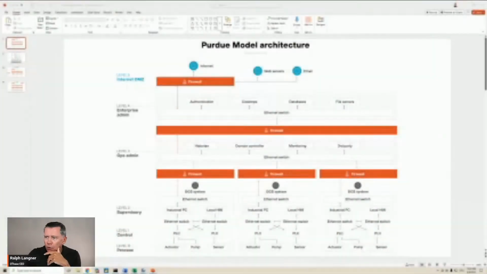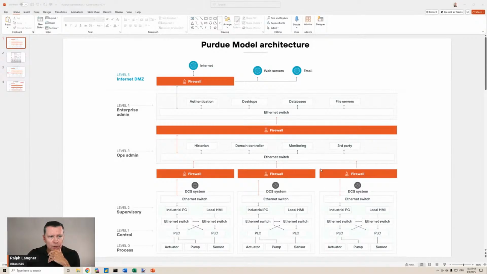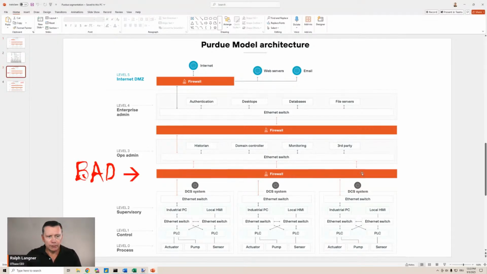And maybe just because it's so difficult, many experts make the huge mistake of simply going with the Purdue model, or what they think the Purdue model will tell them, and they do a horizontal segregation, or at least they advocate a horizontal segregation, and that would then probably look like this.